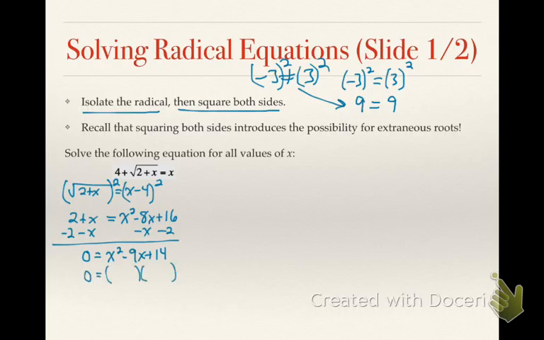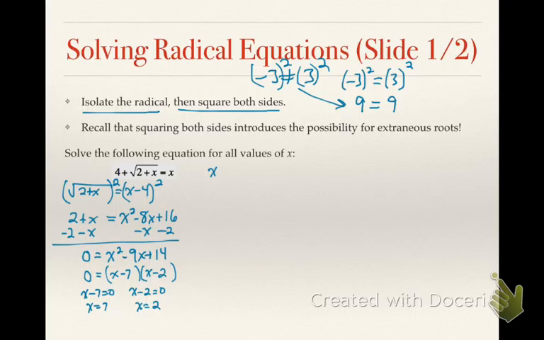Now it's equal to 0, I'm going to factor it. Two numbers that multiply to positive 14 and add to negative 9 are negative 7 and negative 2. So using my zero product law, I get x equals 7 and x equals 2. However, now recall that because we squared both sides, we might have an extraneous solution. That means one of those values, or both of them, or none of them, won't work in the equation. So let's find out if we have 0, 1, or 2 solutions to this equation.